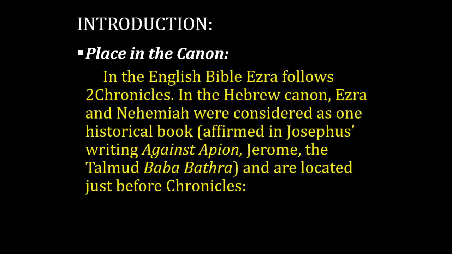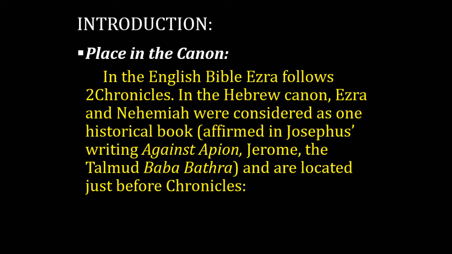Introduction, the place in the canon. We talk about the book of Ezra. Its place is pretty significant. In the English Bible, Ezra follows 2 Chronicles. In the Hebrew canon, Ezra and Nehemiah are considered as one historical book. Josephus refers to them as one. Jerome and also the Talmud under Baba Bathra refer to them as a single book, but there is sufficient evidence to suggest that they were actually two separate books.